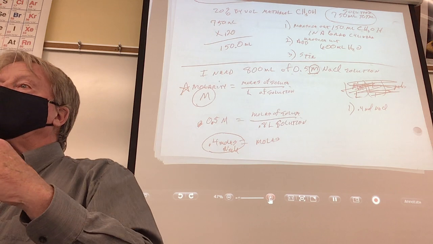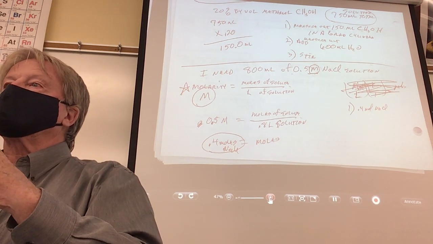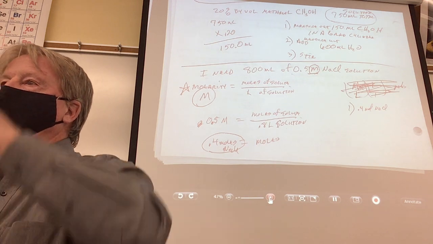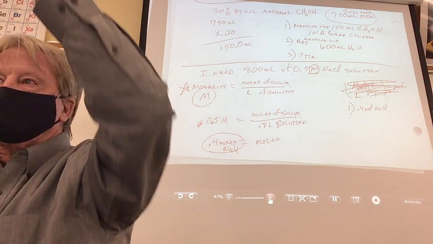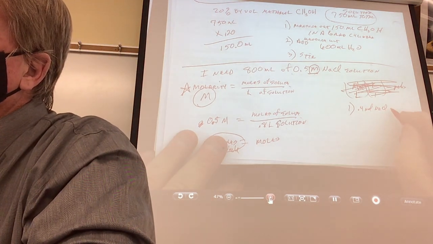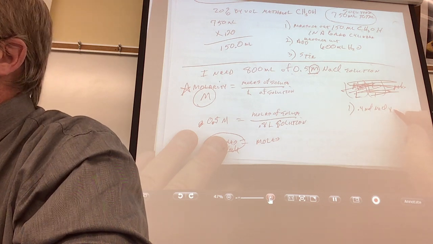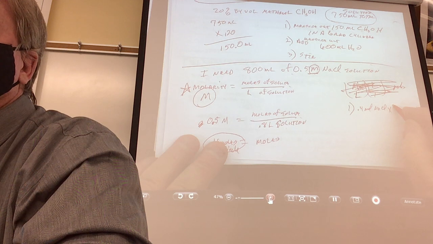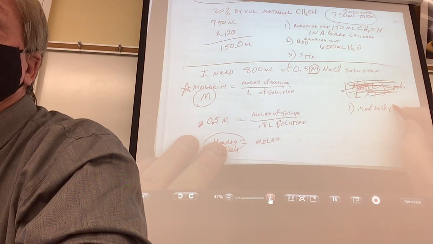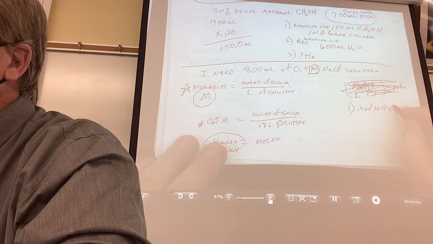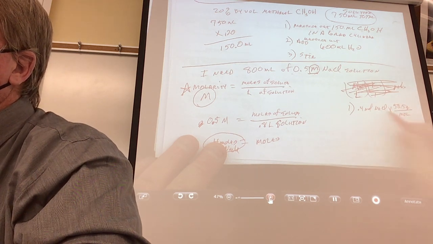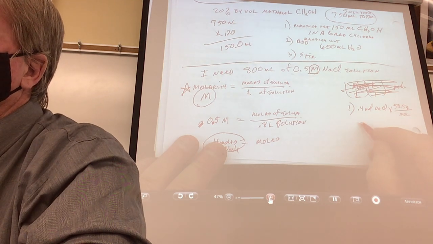If you had moles, what's the shortcut? Moles times molar mass gives you grams, right? So what's the molar mass of NaCl? Okay, 35.5 plus 23. How much is it? 58.5 grams per mole. That'll cancel out. And tell me what you get there.